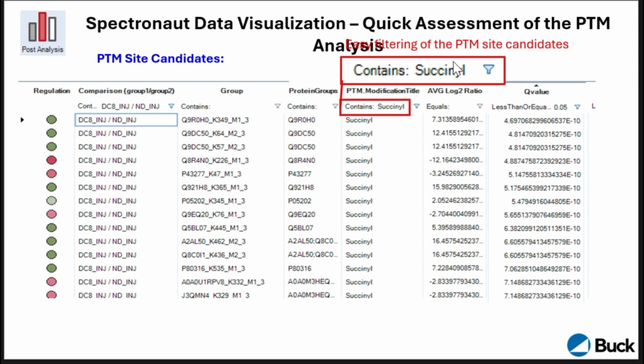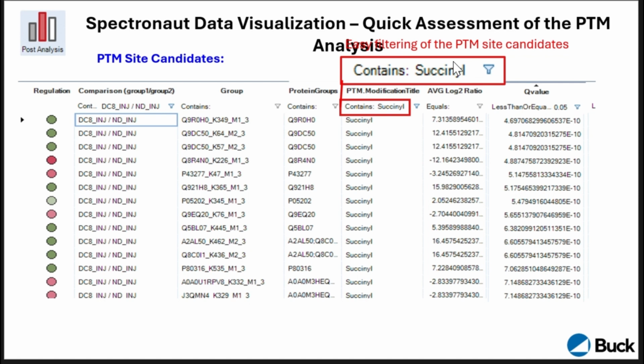You can sort and filter for that, or you can sort for, say, Q value, show me the best Q values, the best confidence, or show me the highest level regulation. So you can do all that. On the fly, you can realize, oh, I really find this particular protein interesting, this particular protein group here.